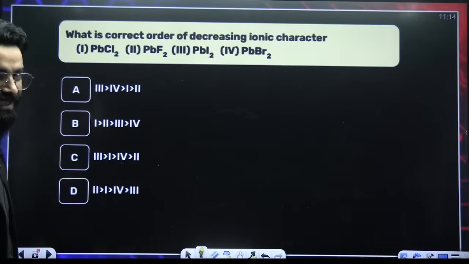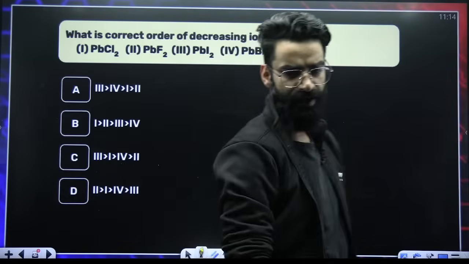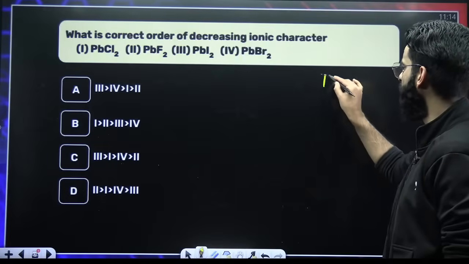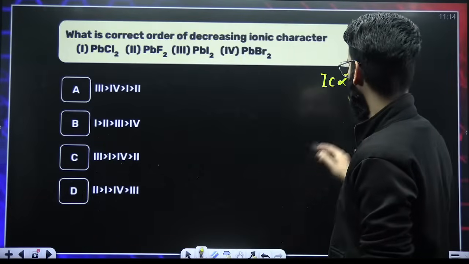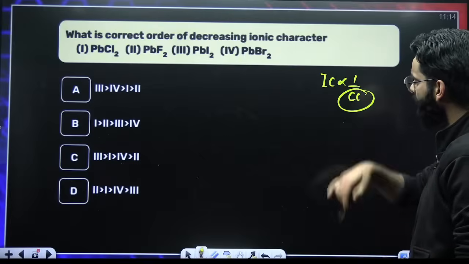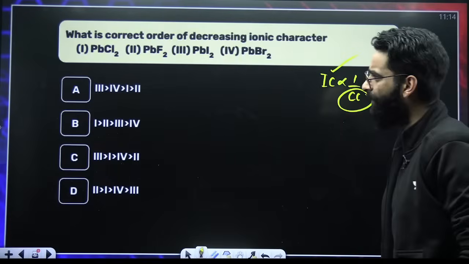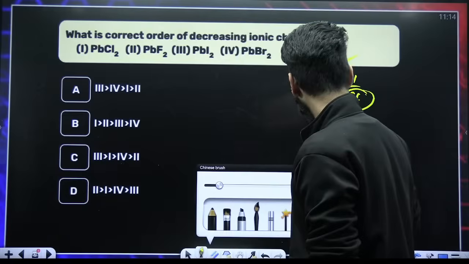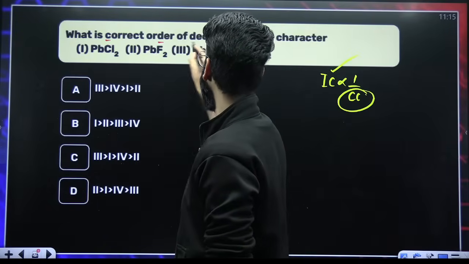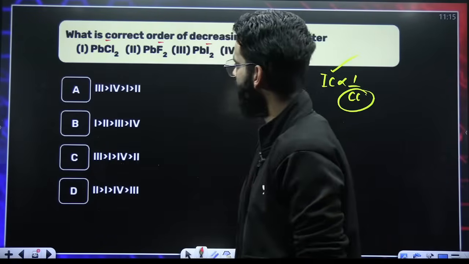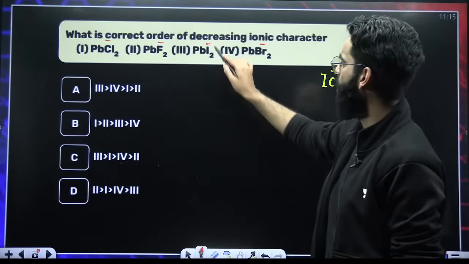Look at this particular question. What is the correct order of decreasing ionic character? You know, ionic character is inversely proportional to covalent character, right? So if we get the covalent character order, reverse that order and get the ionic character order. Perfect. So my dear students, look at this particular question quickly. Over here you have got Cl negative, F negative, I negative, Br negative. Perfect. Which one has got maximum covalent character?